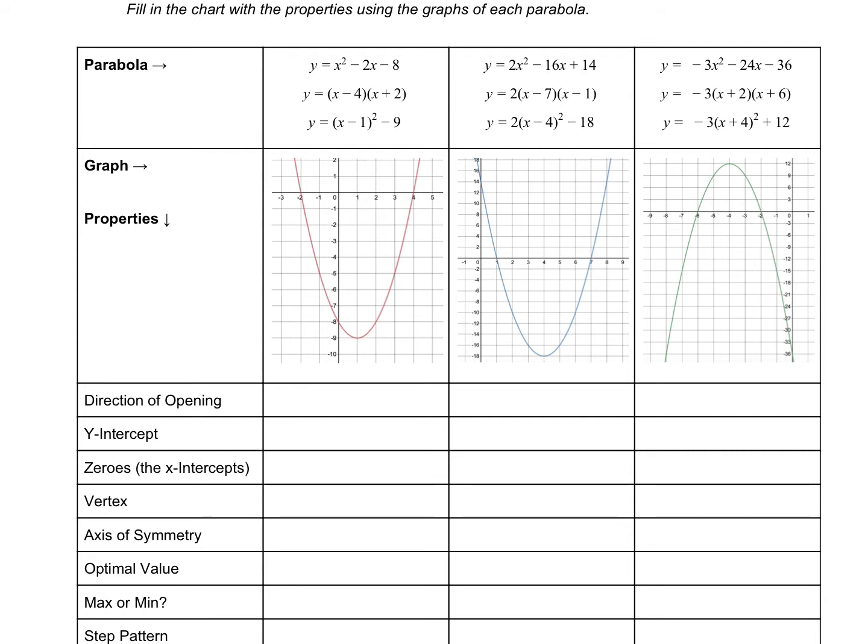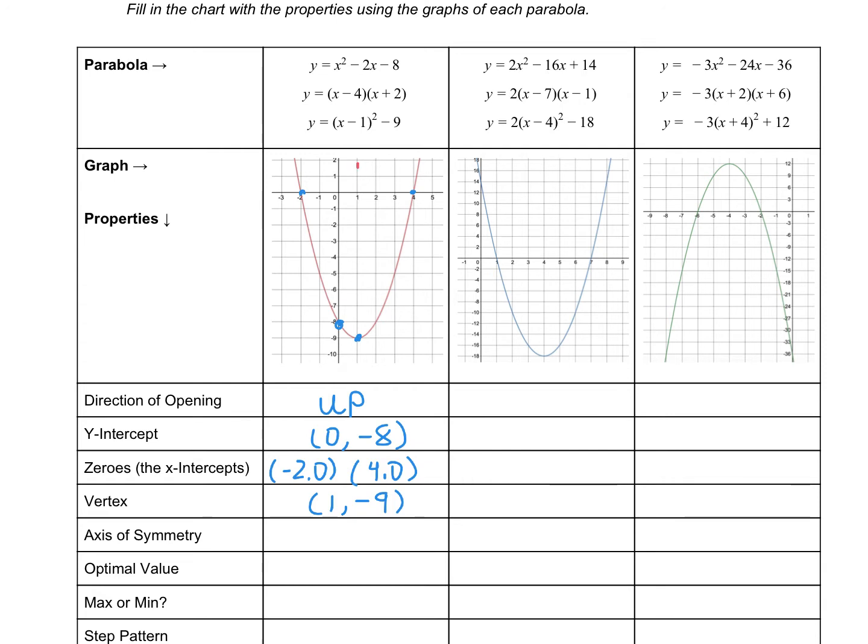So let's get started. The direction of opening for this first parabola is up. The y-intercept is right here. It is at 0, -8. The zeros are at -2 and 4. So it's -2, 0 and 4, 0. The vertex is the tip of the parabola, and this one is located at 1, -9.